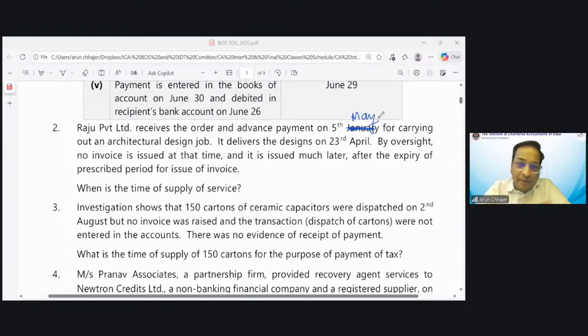If this payment were on 5th May, not advance, just the payment, I will not use the word advance. Assume that it is a payment, the service has been completed on 23rd April and payment has been made on 5th May. What would be the time of supply? Okay. All are correct.